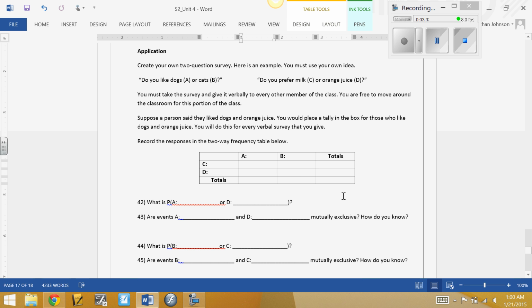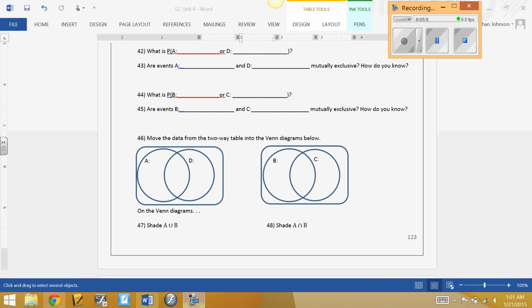Once you have that information, you need to find the probability of A, whatever your A is, or D, whatever your D is. You're also going to find out if those events are mutually exclusive, and then tell me how you know that. Do the same thing for events B and C, and then tell me if those 2 events are mutually exclusive.